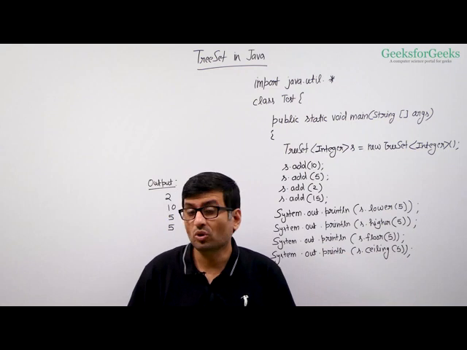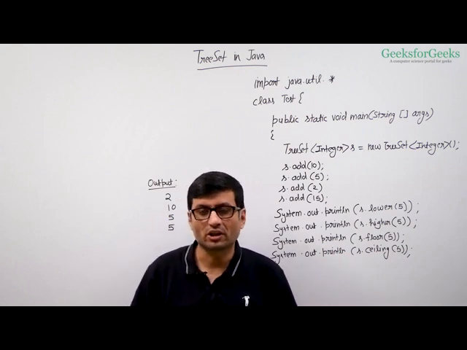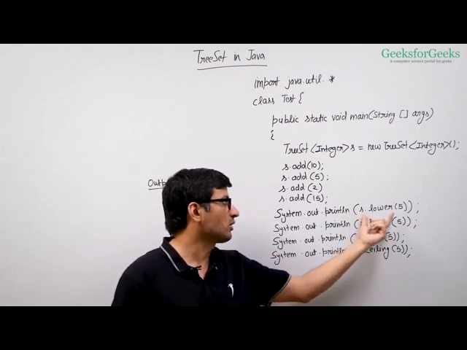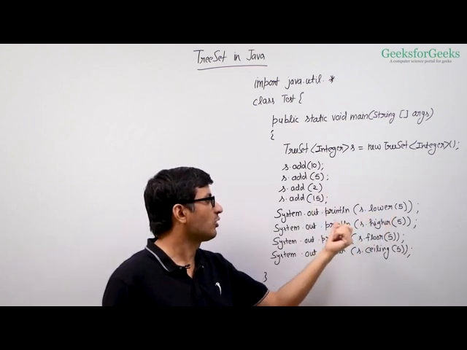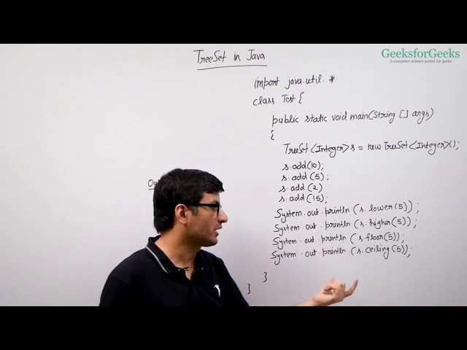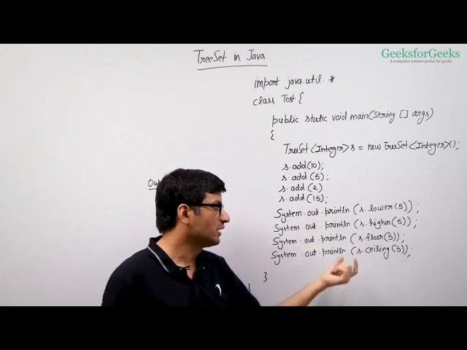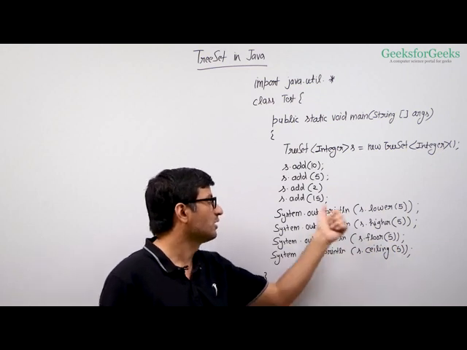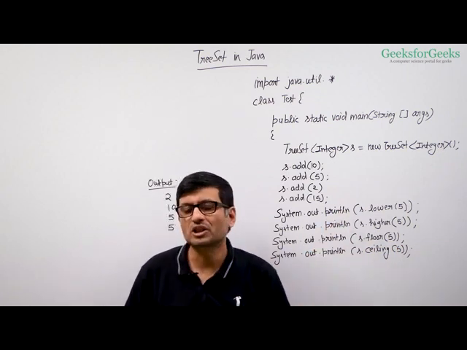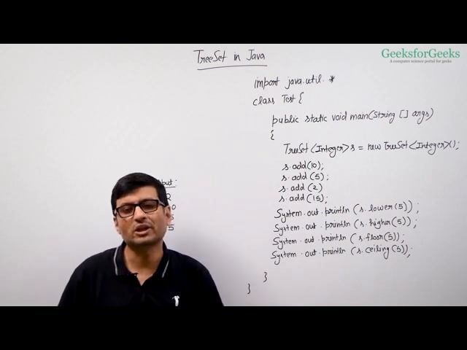Now if these values don't exist, then these functions return null. For example, if I call lower for 2, there's no value smaller than 2, I'll get null. If I call higher for 15, I'll get null, or any value greater than 15. Similarly, if I call floor for 1, I'll get null. Ceiling for 16, I'll get null. So if these values don't exist, then these functions simply return null.